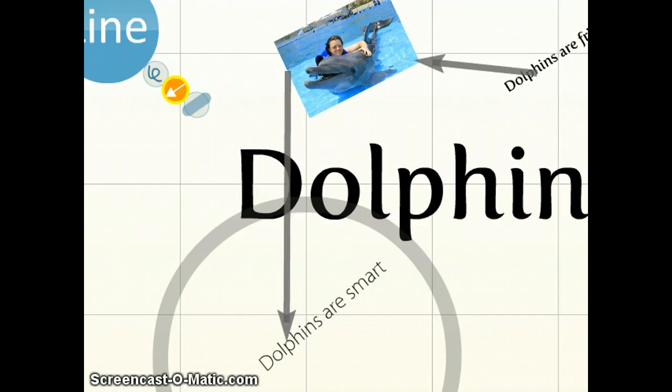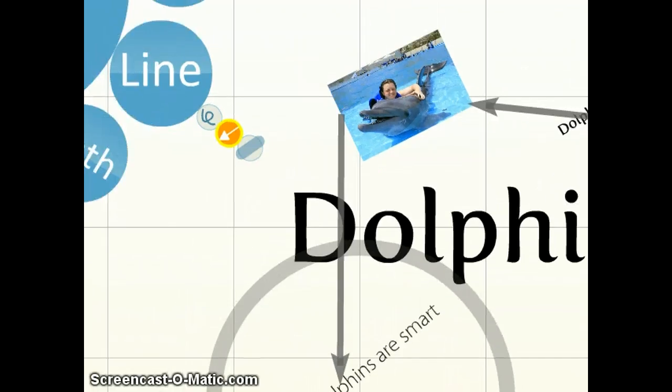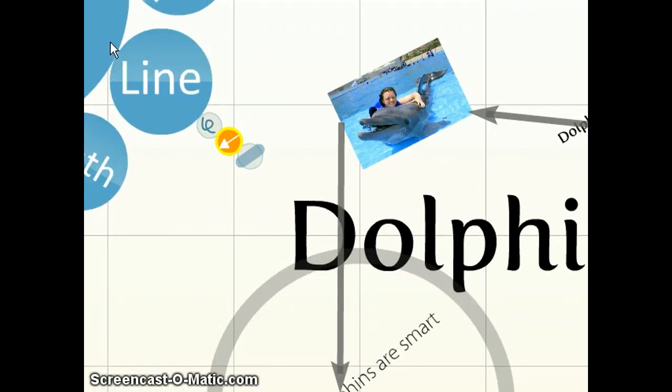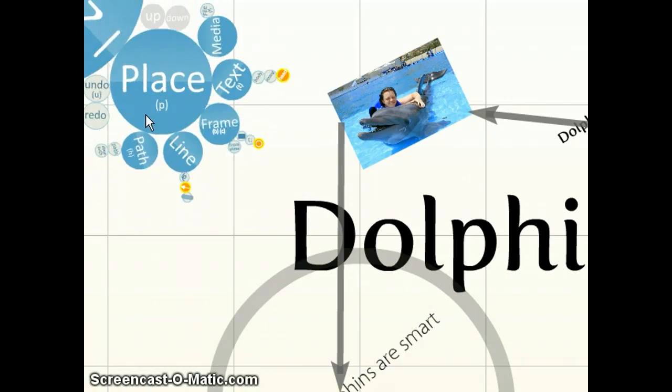If for whatever reason you put something on here that you don't want, you're going to go up to this bubble right here, click it, which is the place, and then you have 2 options. You can either undo, or if you undid it, you can choose to redo. So I don't want these lines here, so I'm just going to choose undo once and undo a second time. That took away both of those lines that I put in.